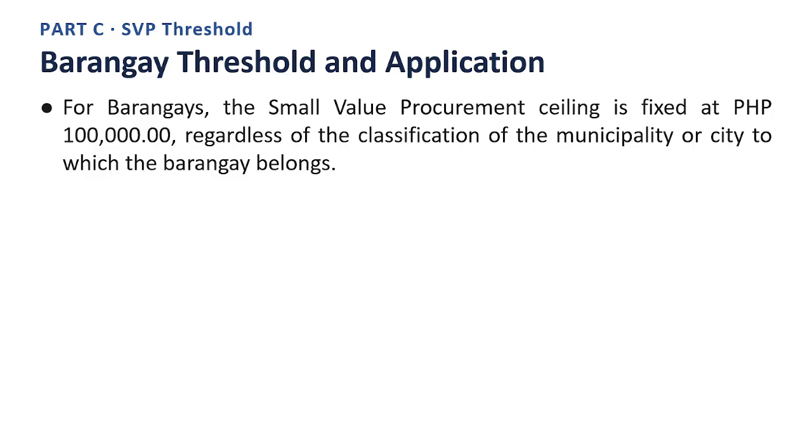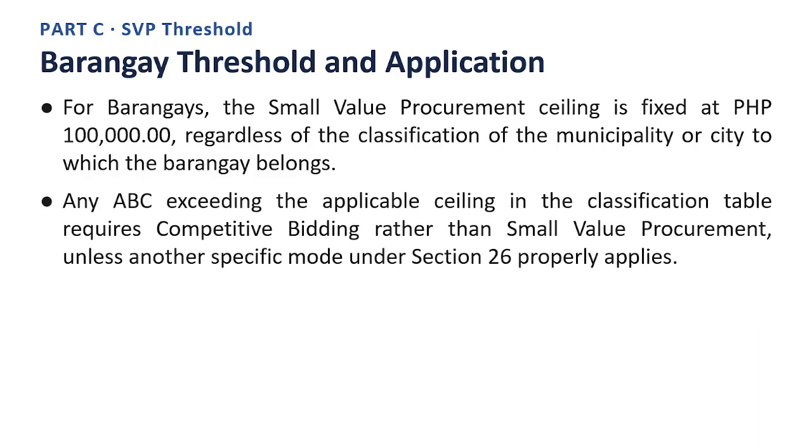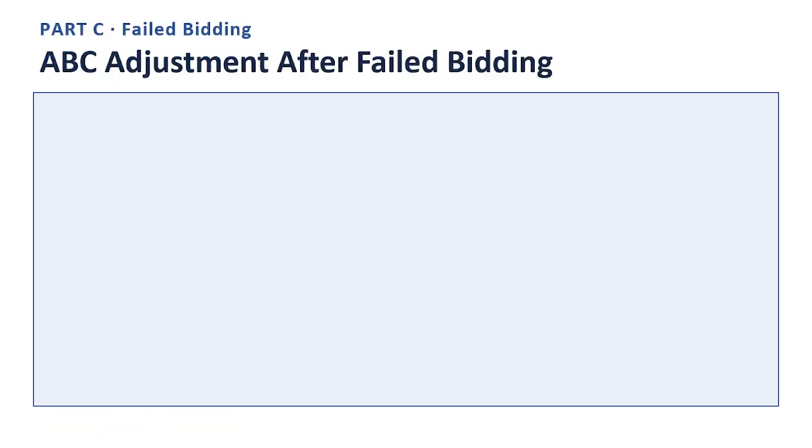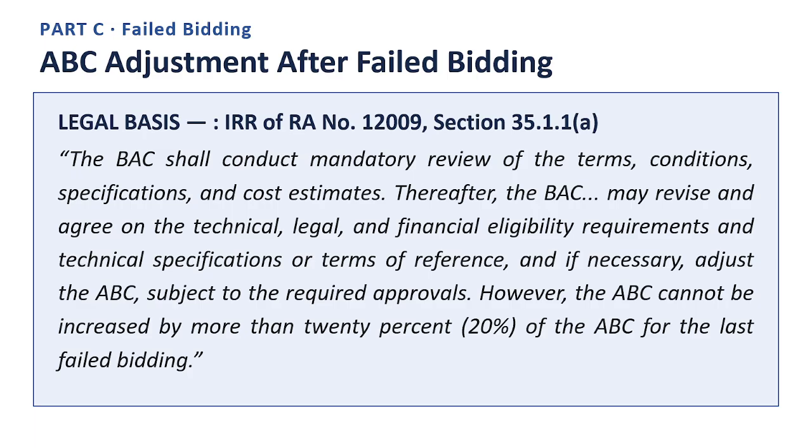Next slide. ABC adjustment after failed bidding. Here is the legal basis, quoting directly from the Implementing Rules and Regulations of Republic Act No. 12009, Section 35.1.1. Quote. The BAC shall conduct mandatory review of the terms, conditions, specifications, and cost estimates. Thereafter, the BAC may revise and agree on the technical, legal, and financial eligibility requirements and technical specifications or terms of reference, and if necessary, adjust the ABC, subject to the required approvals. However, the ABC cannot be increased by more than 20% of the ABC for the last failed bidding.